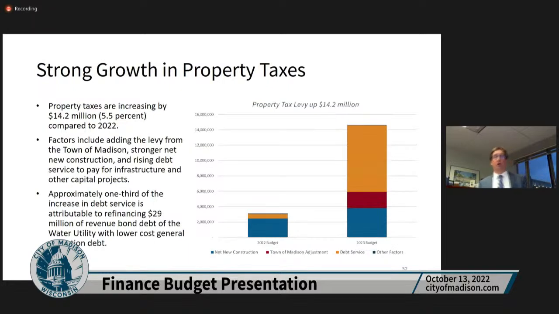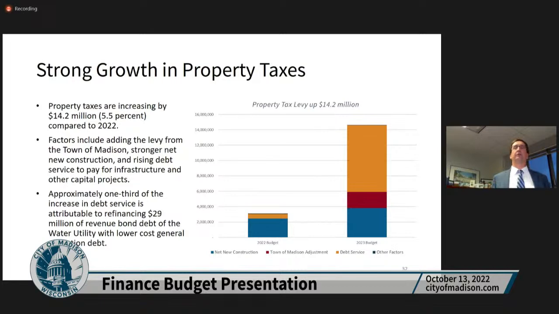So we are seeing strong growth in property taxes in 2023. I mentioned those numbers earlier in terms of 5.5%. And you can see the comparison of those factors in the graph on this slide. The net new construction being the blue part of each of those bars. And net new construction is up quite a bit compared to what it was for the 2022 budget. The red portion of the 2023 bar reflects that additional levy limit capacity that was added for bringing in all of the parcels from the town of Madison that will be attached to the city of Madison.